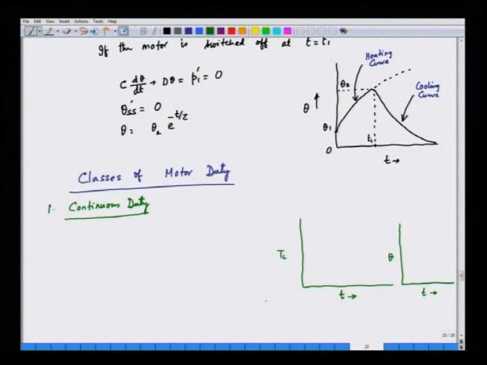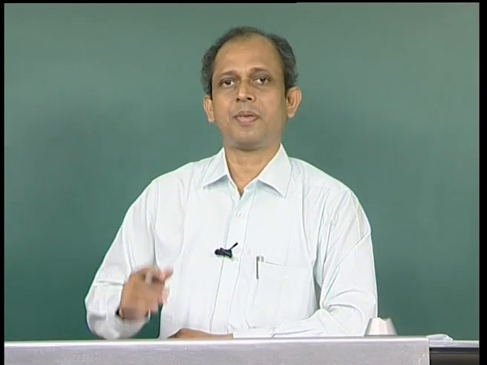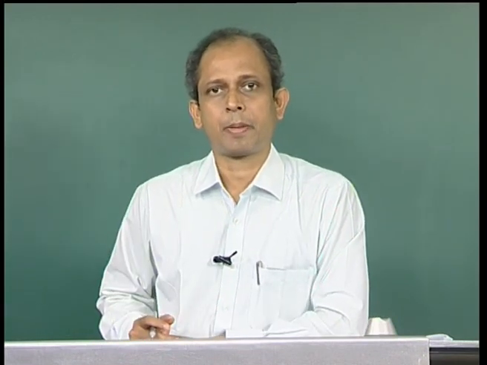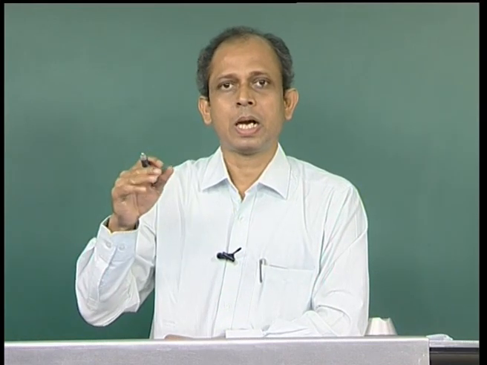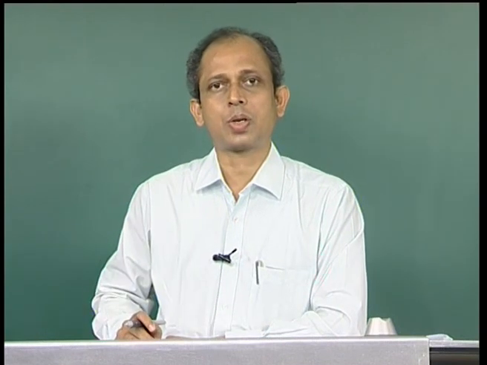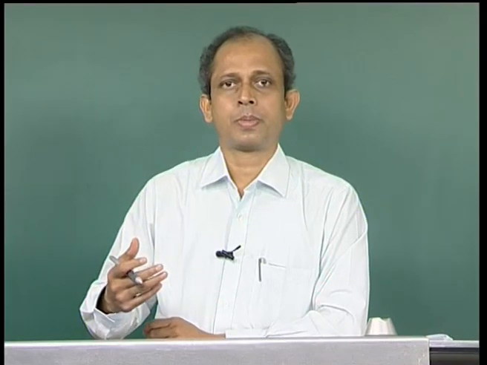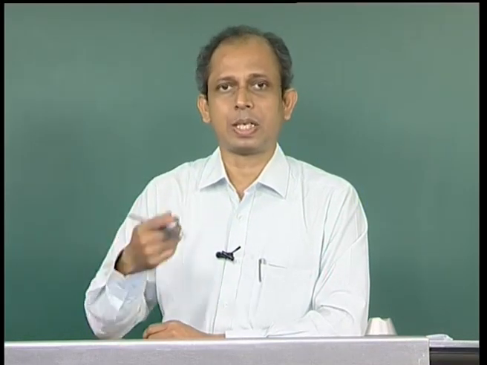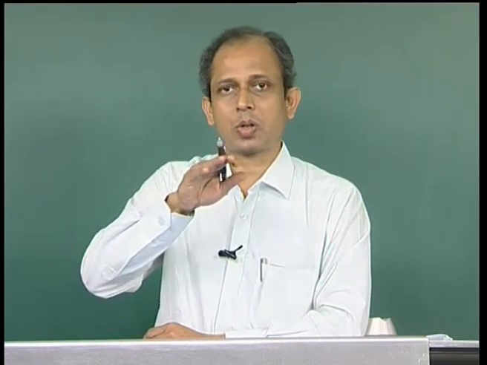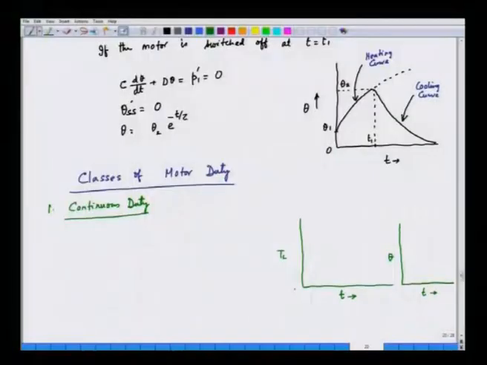In this case, the load torque remains constant. There is no fluctuation of the load torque. Say, for example, a fan is running continuously. When a fan is running continuously at a constant speed, we are not varying the speed, we can assume that the load torque remains constant. Similarly, we have a grinding mill which is running continuously. In that case, we can also assume the torque to be constant, continuously rated motor. So, the load remains constant here.